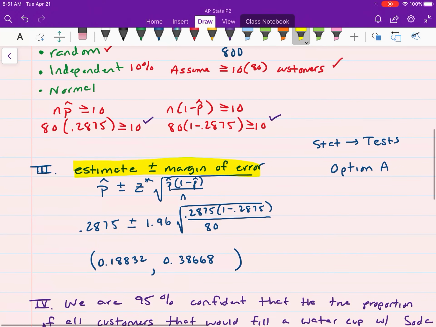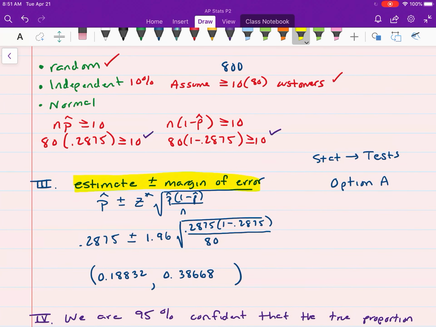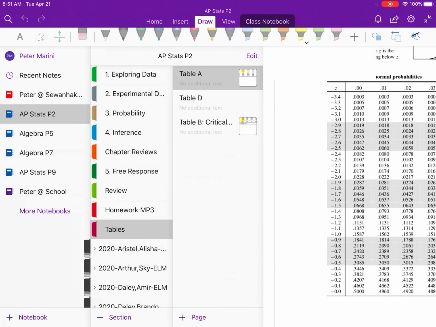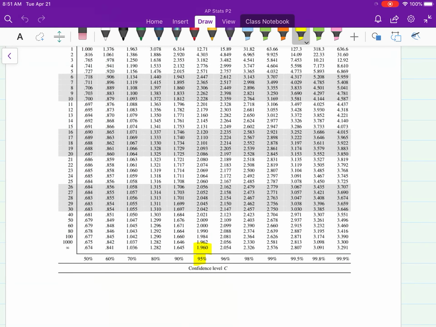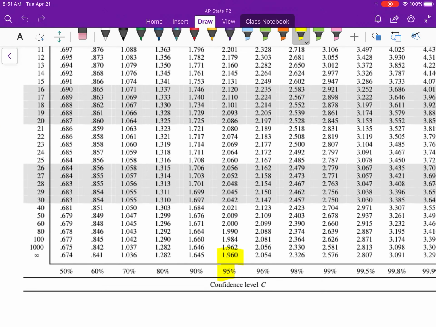The estimate is that p hat from earlier, which is 0.2875, plus or minus the z star, which is 1.96. That's called the critical value, and that comes from table B. Go to tables and go down to table B. If you go all the way down to the bottom, for a 95% confidence interval, the number right above it is 1.96.